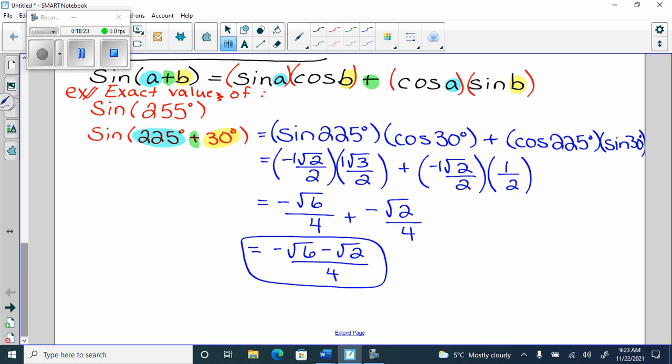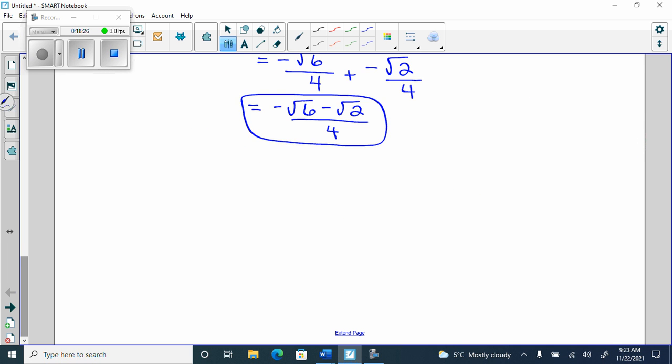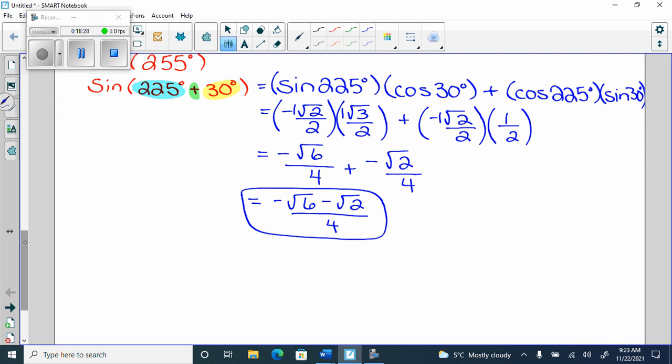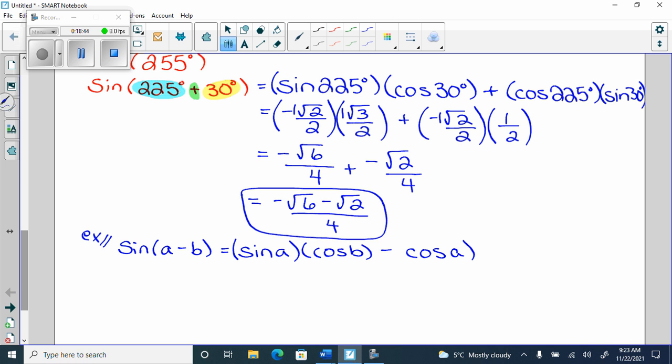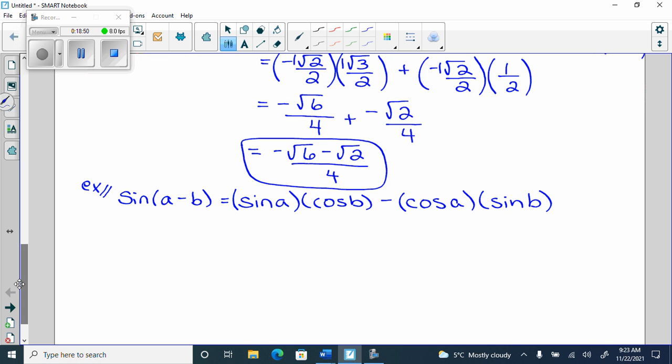All right. So we're going to do this, the difference formula for this one. So we have sine of A minus B equals sine A cos B minus cos A sine B. I want you guys to do the example for determine the exact value.